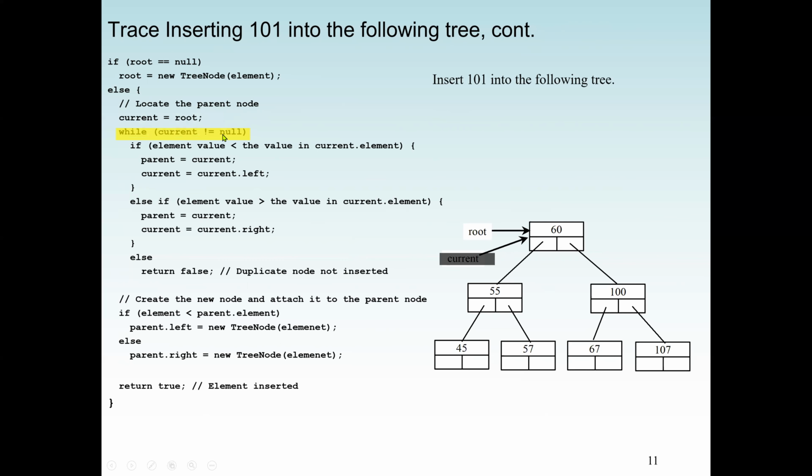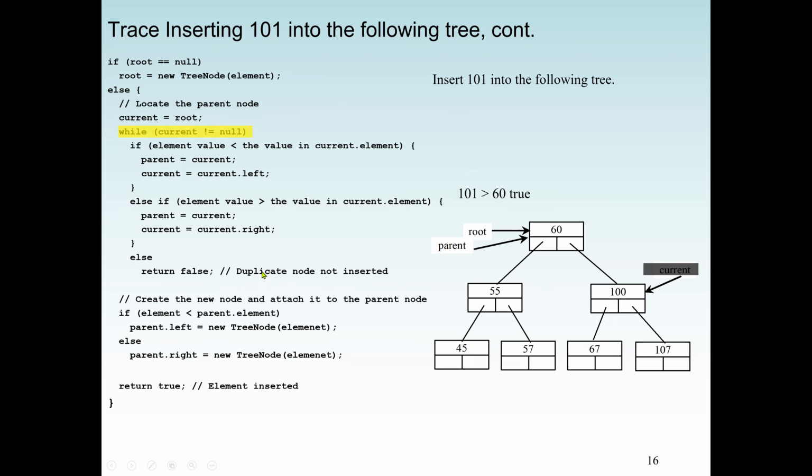Now we say while the current is not equal to null. Now, if the element value is less than the value in current.element, which we're going to insert, is 101 less than 60? No, because 60 is our root. We are inserting 101. Is 101 less than 60? No. So we are not going to make it a left child. We move here. This condition is true. The element value 101 is greater than 60, which is the root. If that's the case, we set it as the right child. So we're going to bring the 101 as the right child.